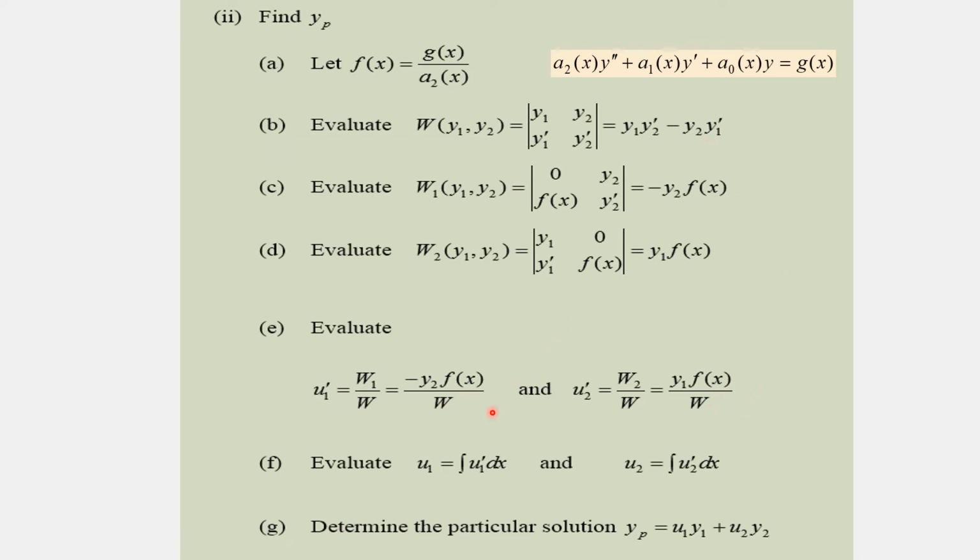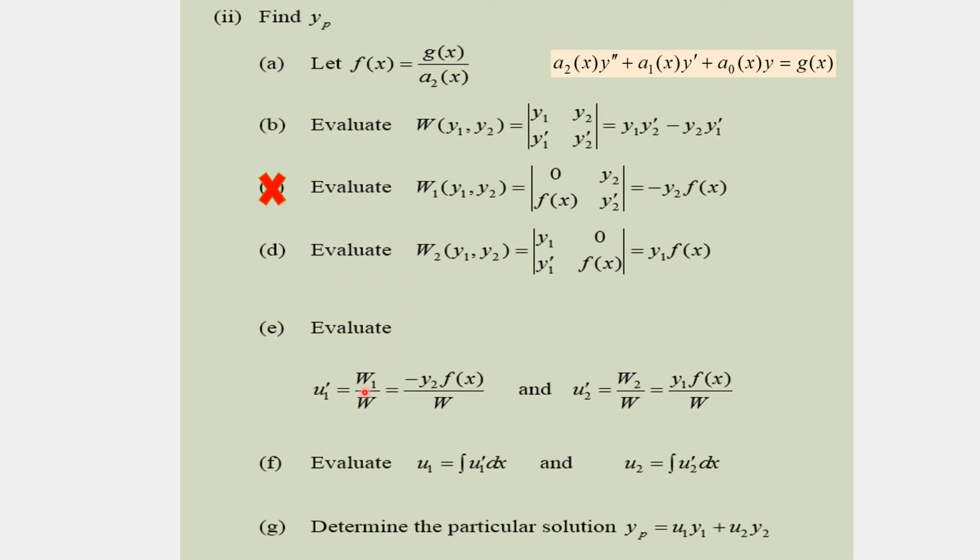Notice that to get u1 prime, you only require these three values: y2, f of x, and W. y2 has already been determined in the yc. f of x has already been obtained in part A, whereas W has already been obtained in part B. In other words, it is not necessary to actually evaluate part C and part D. You don't have to evaluate W1 and W2 at all. You can skip part C.